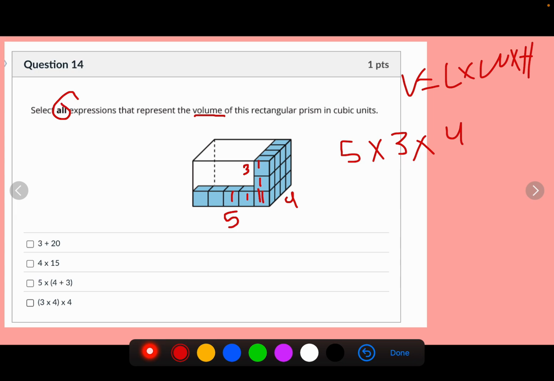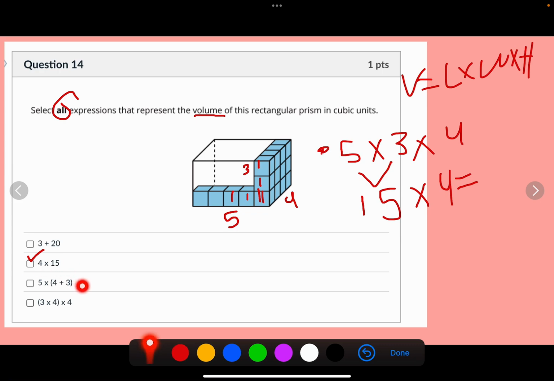Select all expressions that represent. So 5 times 3 is 15. 15 times 4 equals. And we're not even looking for what it equals. We are looking for what equation we could find. So we did find 15 times 4. Okay, when we did this original equation, you might have looked at this answer and thought, hey, that's it.